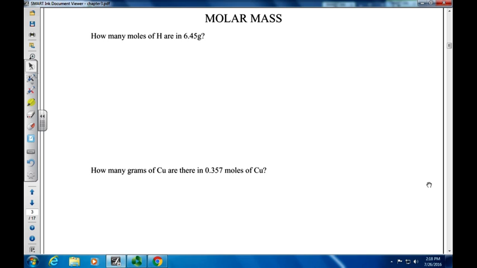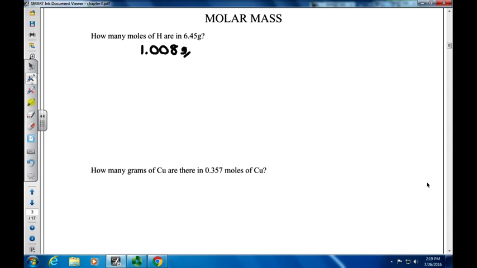So, to determine this, we simply need to look at the molar mass of hydrogen and then relate that through dimensional analysis to the mass given. In order to determine the molar mass of hydrogen, you're going to have to look at your periodic table. When you do, you will find that the mass of hydrogen is given as 1.008 grams. Well, that's a mass of hydrogen when there is 1 mole of hydrogen being assessed and measured.